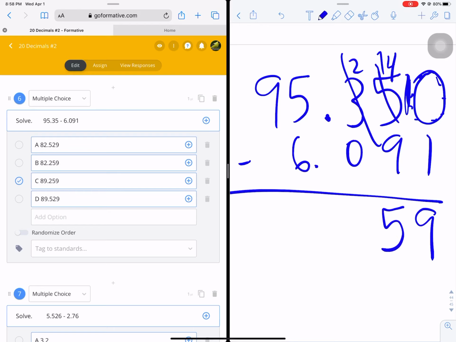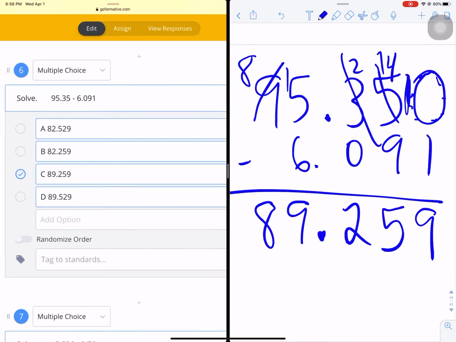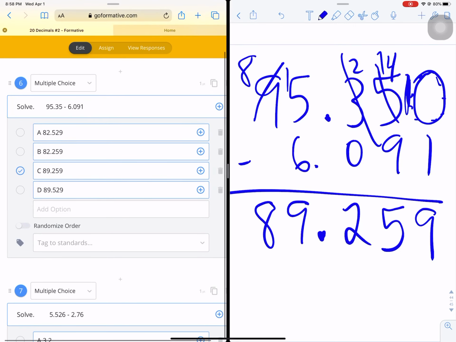5. Can 2 take away 0? Yes, we can. The decimals drop down. Can 5 take away 6? No, we've got to do the whole deal again. 15 take away 6 is 9, and 8 take away nothing is 8, and you're looking for something like that, which is what we have right there. That's for people who want to do it by hand.